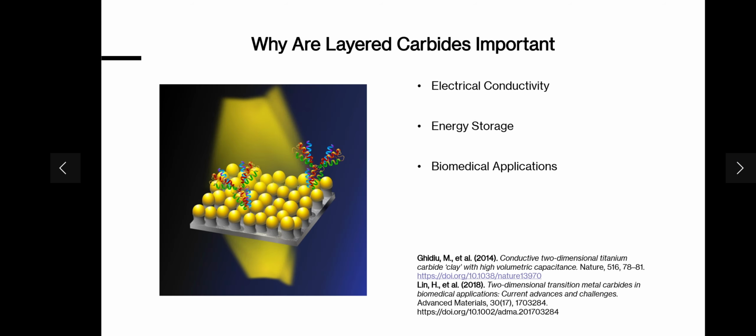Why are these layer carbides important? Among all of these benefits that they have, especially going from a MAX to the MXenes, is that they have way higher electrical conductivity. MXenes can exhibit metallic conductivities up to 10,000 S/cm, rivaling or surpassing many other 2D materials.